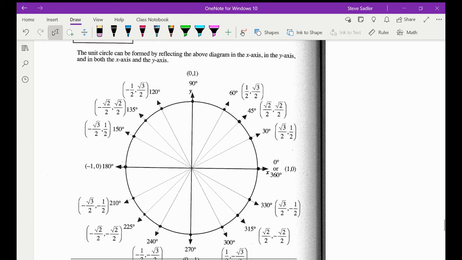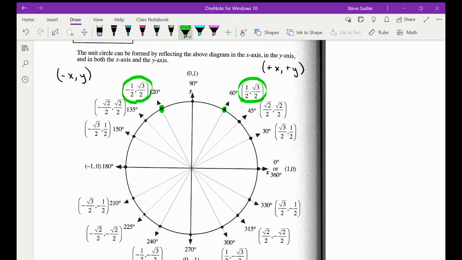So you can see in quadrant 1, we have a positive x value and a positive y value. In quadrant 2, we have a negative x value and a positive y value. But the values are the same. So you can see here for this point and this point, it's positive 1/2, positive root 3 over 2. But if we flip to quadrant 2, it's going to be negative 1/2, positive root 3 over 2, because the x value is a negative value, right?